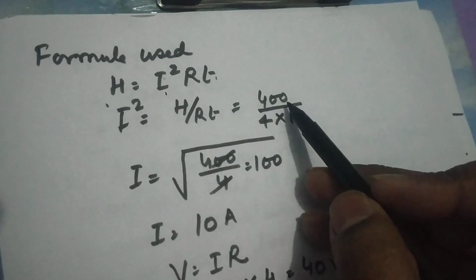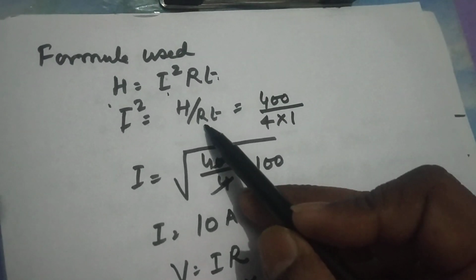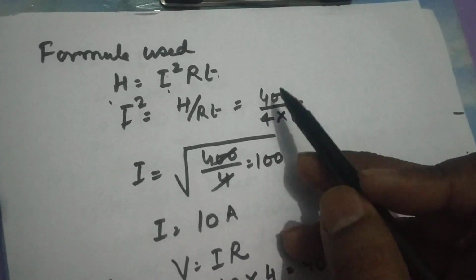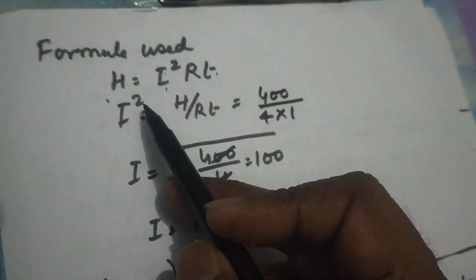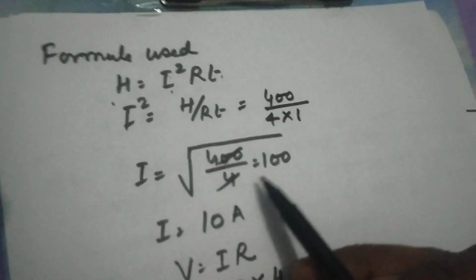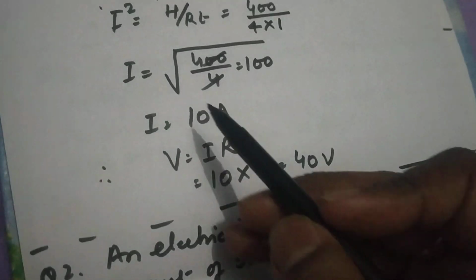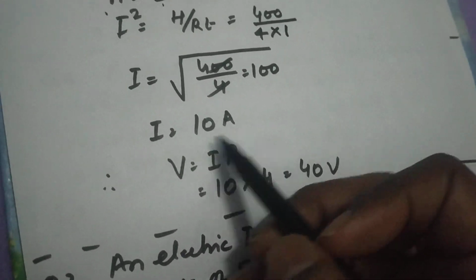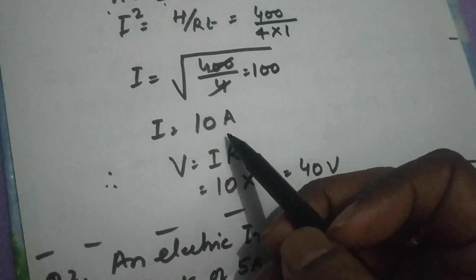And if you put the value of H as 400, resistance as 4, and time as 1, you cut 400 by 4. What is the value that comes? If you remove the square, you get under root 100, and if you take the square root, you get 10. So your I comes to 10 ampere. So the I value is clear to you.